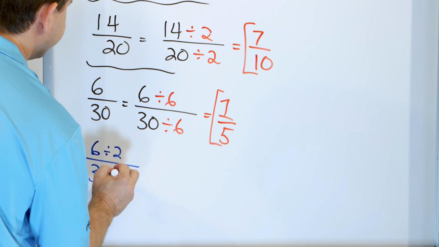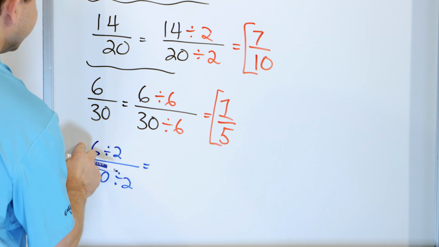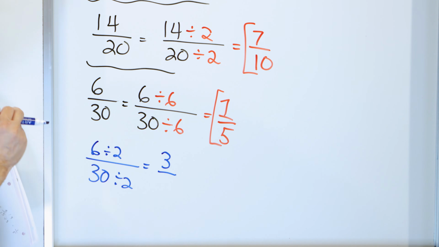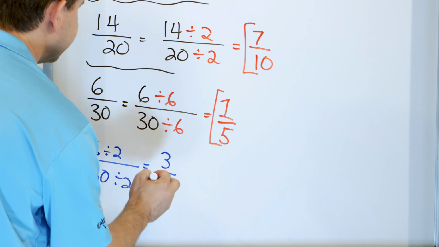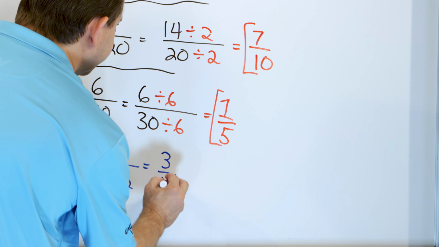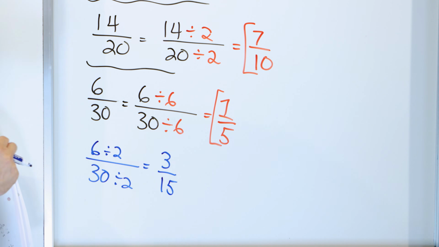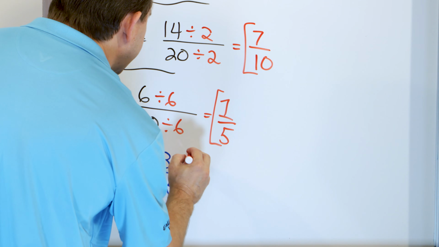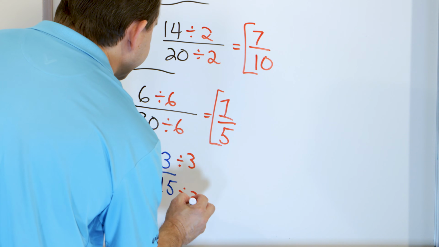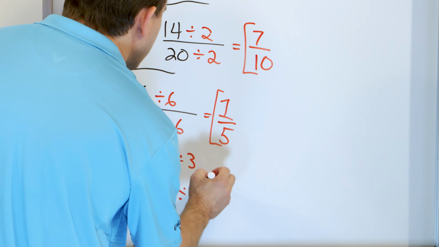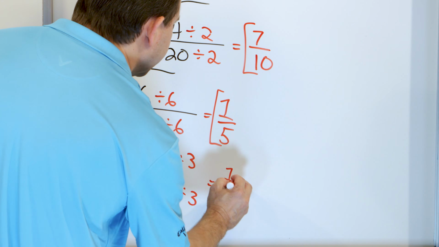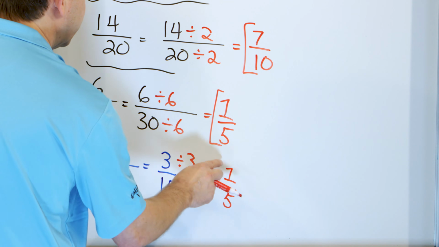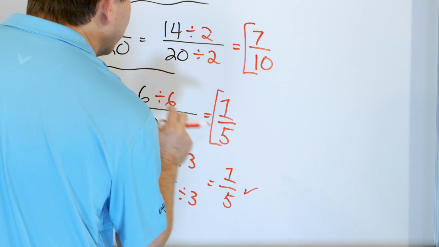divided by 2. What do we get here? 6 divided by 2 is 3, and 30 divided by 2, if you actually think about it and do some multiplication off to the side, 30 divided by 2 is actually 15, right? But I can simplify this further, because if I take the 3 and the 15 and divide top and bottom by 3, what I will get is 3 divided by 3 is 1, and 15 divided by 3 is 5, because 5 times 3 is 15, and 1 times 3 is 3, and I get exactly the same thing, 1/5.